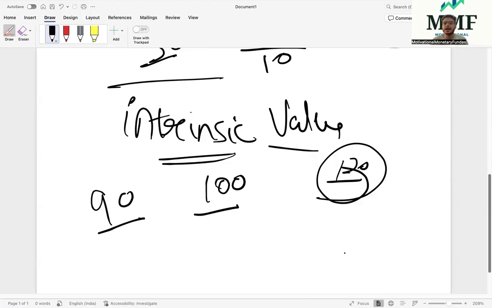So these things just help us to ascertain what the intrinsic value is, and also help us to judge the current intrinsic value or fair value against the current market valuation, that whether our company is undervalued or overvalued, right? So that is something which is important and which we should know.